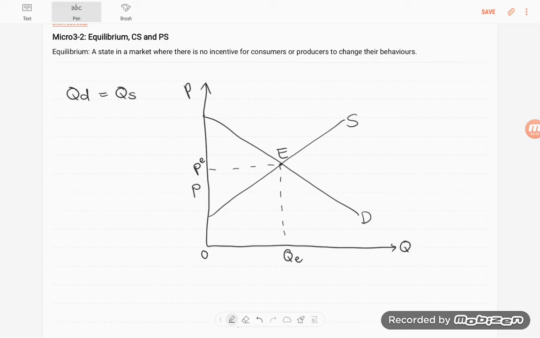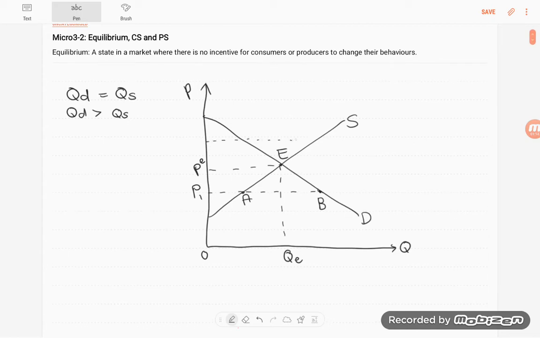below the equilibrium price like P1. That would be A and B. In this case, it is excess demand, where the quantity demanded is larger than the quantity supplied. Or if the price is above the equilibrium price, like C and D, the quantity supplied is larger than the quantity demanded, and in this case, we have excess supply at P2.